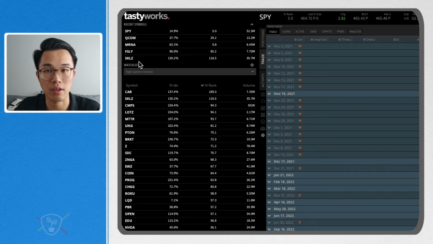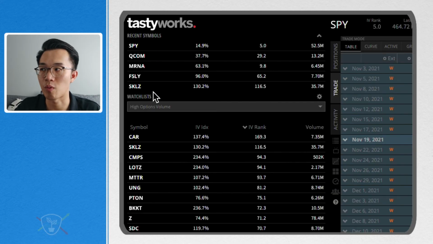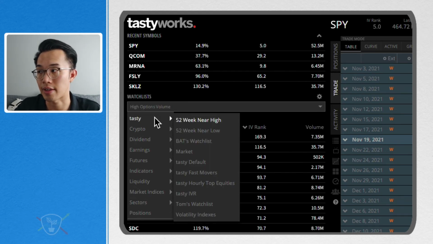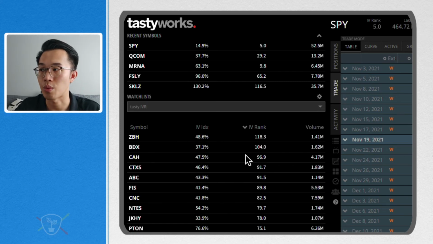So how do we find stocks with high IVR? So we come over to the left side of the platform. Under watch list, there are some presets that have already been prepared for you. So under Tasty, there is actually a list called the Tasty IVR, which shows, I guess, the stocks right now offered on the Tastyworks platform that have the highest IV rank. But normally I tend to do it a different way.